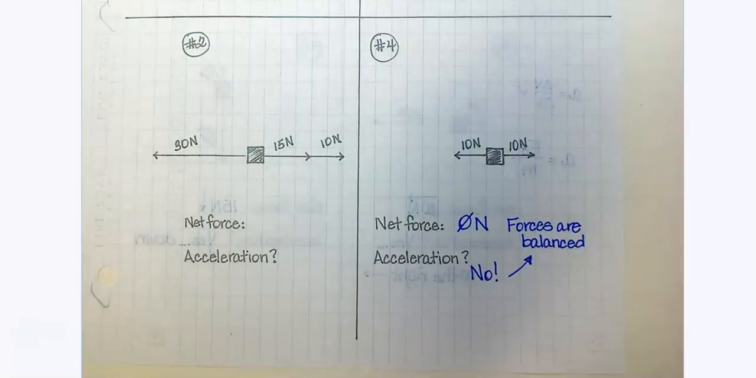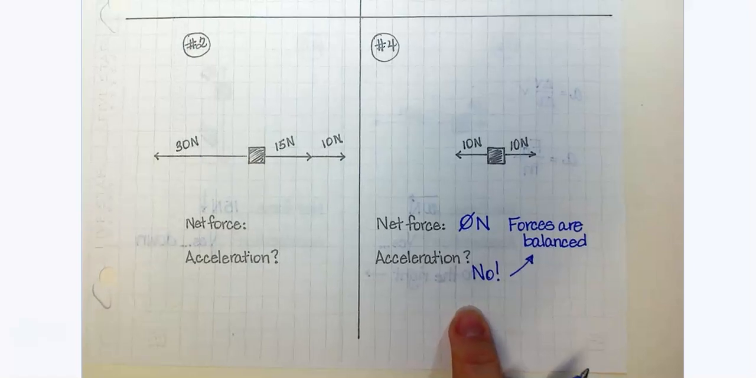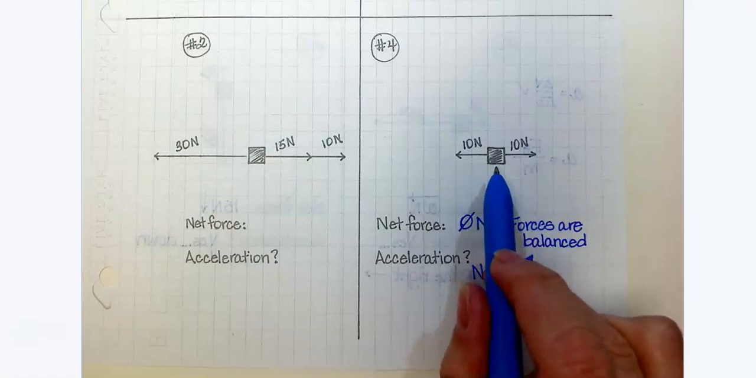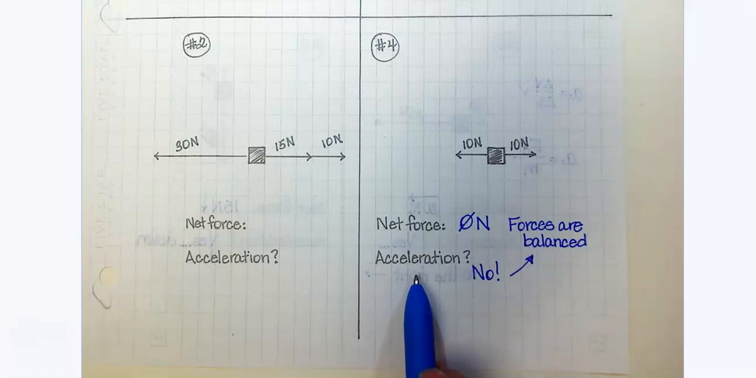Now, careful. Could this object still be moving? And the answer to that is yes. But is this object going to be accelerating? And the answer to that is no. So this object could be moving, let's say, at a constant velocity. It just can't be changing the way it's moving, because changing the way it's moving is acceleration. It can't be speeding up, slowing down, or changing direction. Okay?